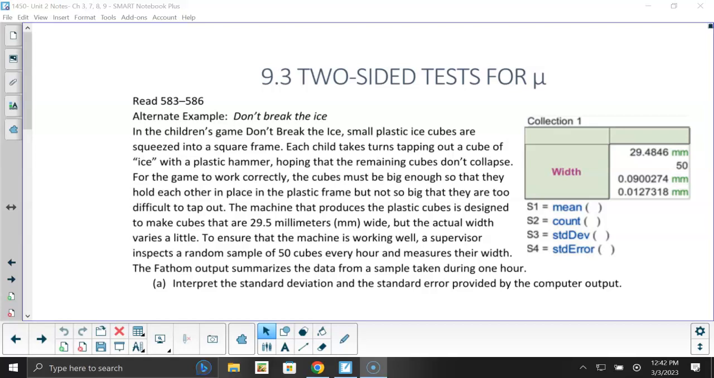All right, so what's going to end up happening is we're going to go through and measure and see how far off our ice cubes are. We're measuring.